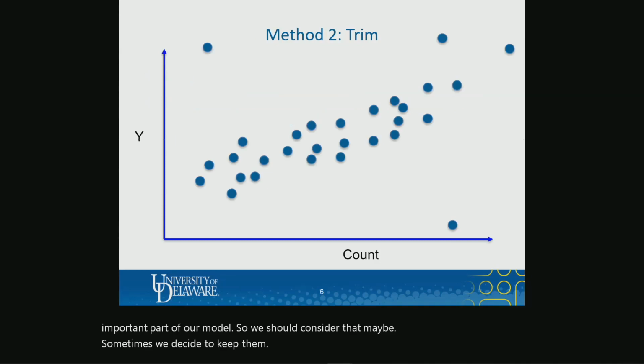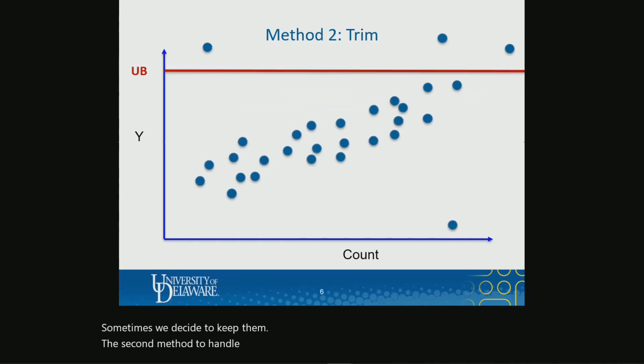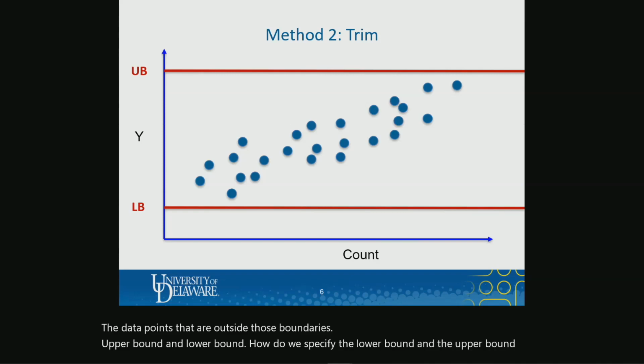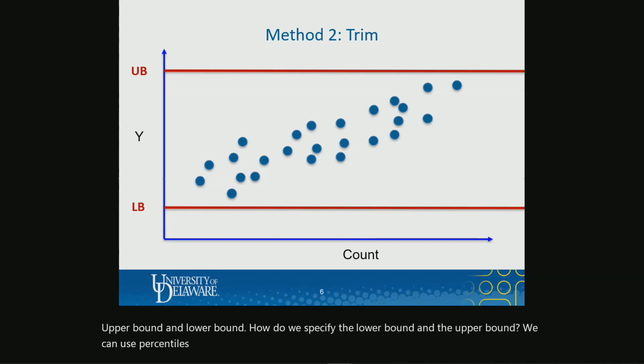The second method to handle outliers is trimming. We should specify the upper bound and a lower bound for each of the variables, independent and dependent. And we remove the data points that are outside those boundaries, upper bound and lower bound. How do we specify the lower bound and the upper bound? We can use percentiles, or we can use IQR.